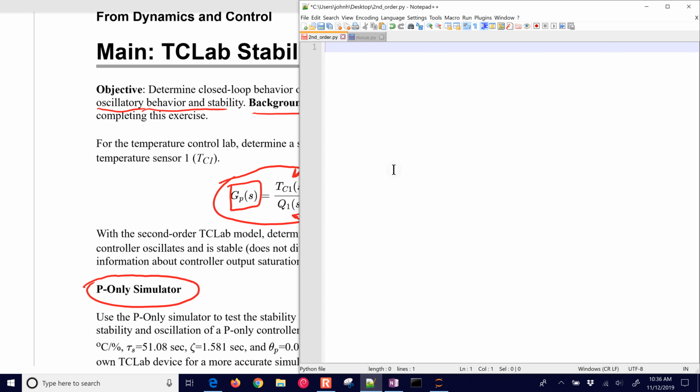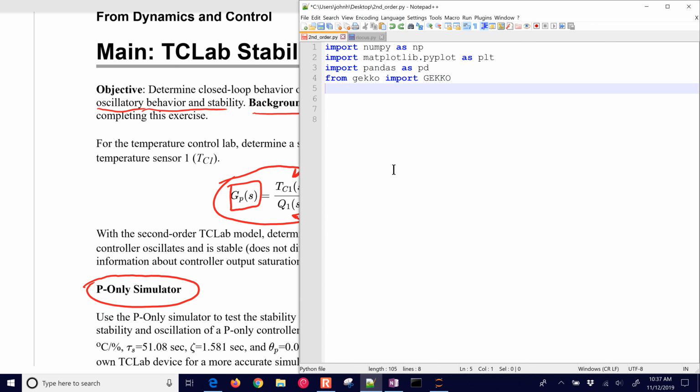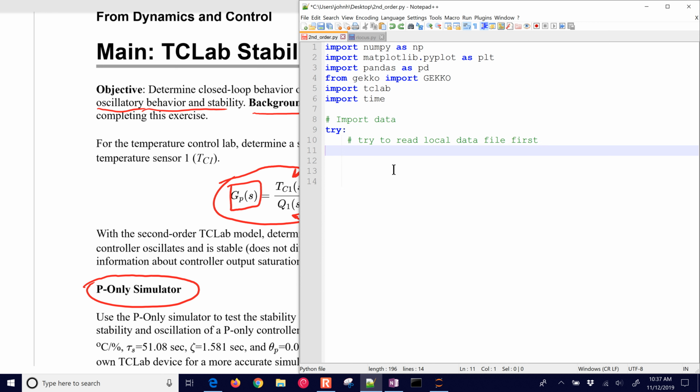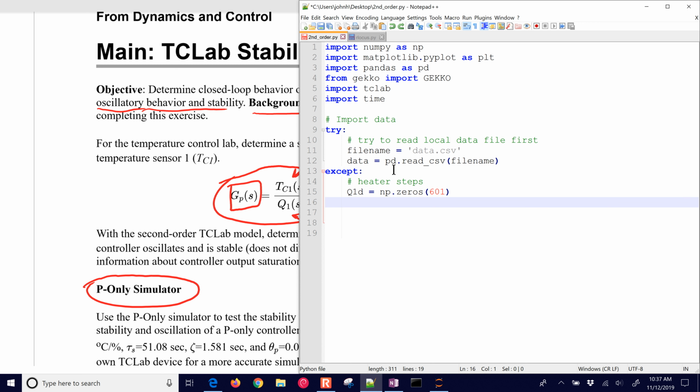So to do that with the temperature control lab, we're going to import some packages like NumPy, Matplotlib, Pandas, and Gekko, and the TCLab and time. We'll import data. We need to generate our data first, or we can just, if we don't have a TCLab connected, it'll pull something from the web. Okay, so data.csv, it looks for that first and tries to import it. If it can't find it, it tries to generate it.